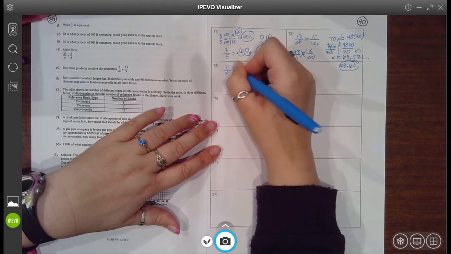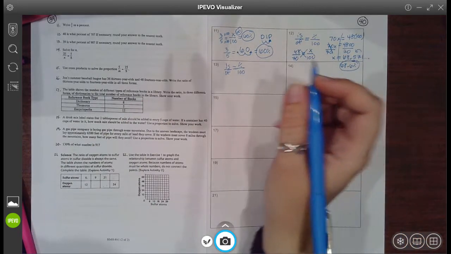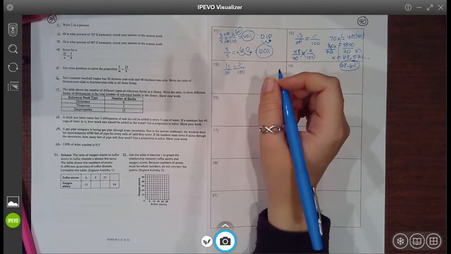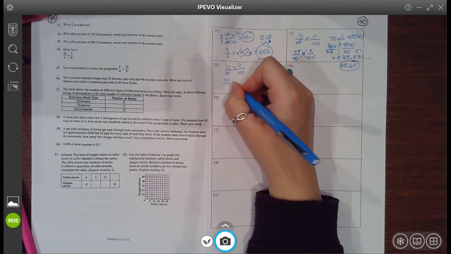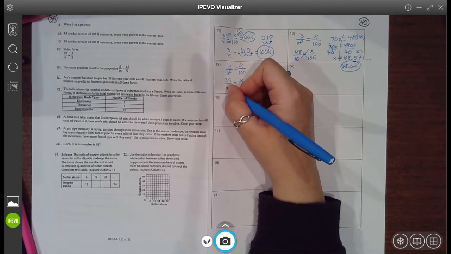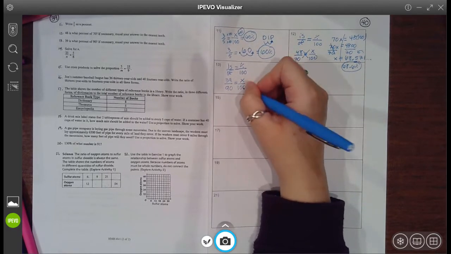Okay, number 13 says 39 is, so again, we're going to use that is over of equals percent over 100. And if you haven't paused the video yet to try it yourself, please make sure you try it before we go through it together. See if you put them in the right spots. Okay, so 39 is what percent, so we don't know the percent, of 90. And that's always 100 right there.